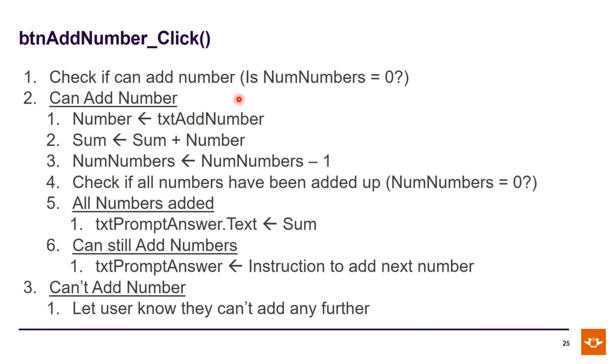In other words, let's work through this. Okay, so we're working with the scenario that the user said, I want to add 3 numbers. What is num numbers at this point? 3. Okay, it's 3. So let's consider the following. Now, I am going to press this button, the second button, I'm going to give them a number. So in other words, I'm going to say 10. 10 is going to be my first number, all right? So I put in 10 and I press this button.